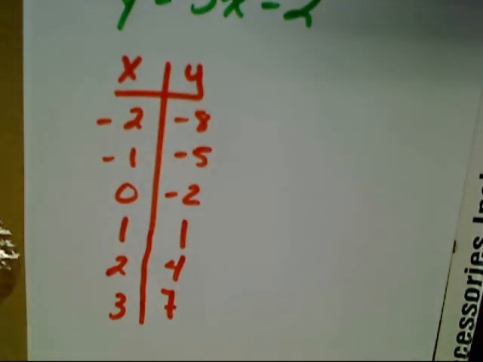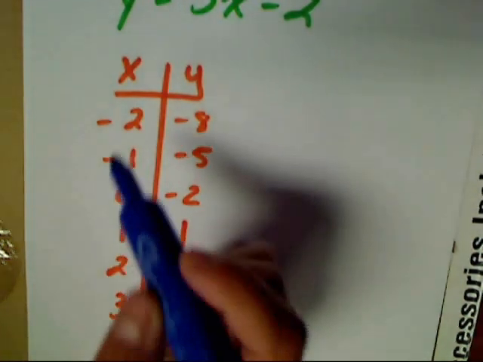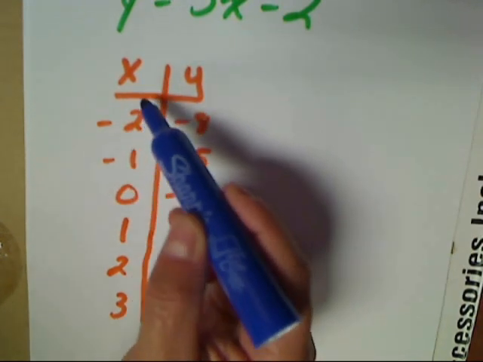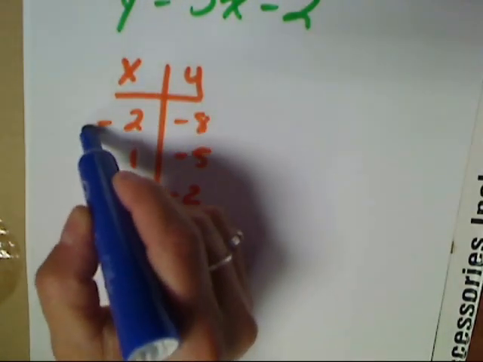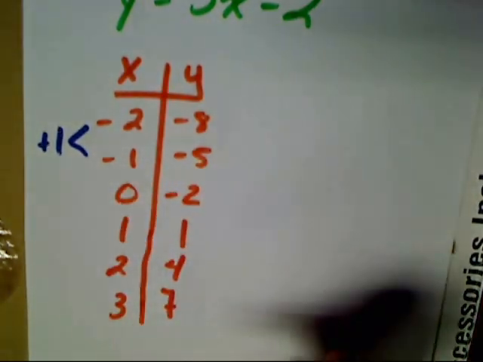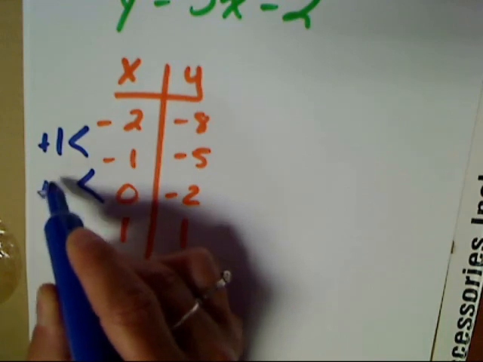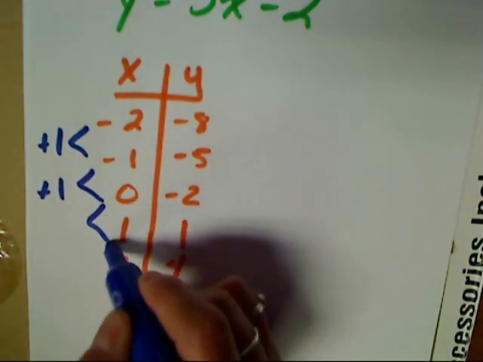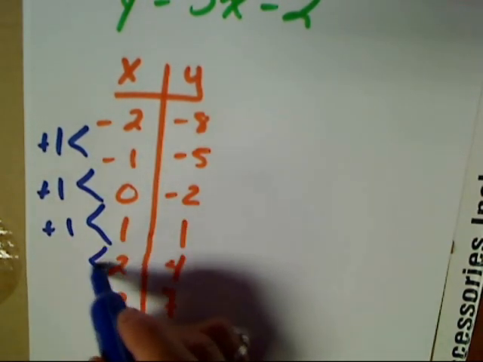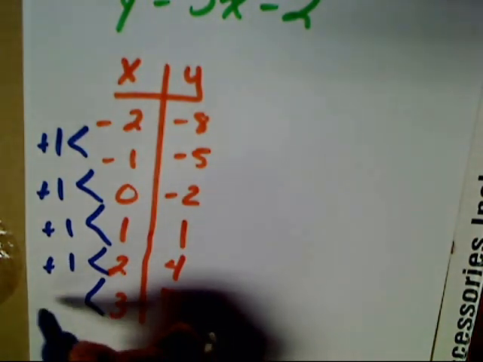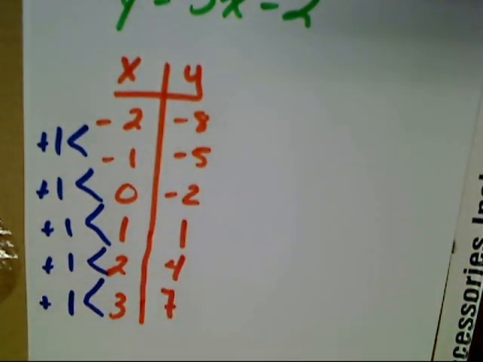Now I want to notice patterns. Patterns are everywhere in our life, and especially in math land. So let me look at a few things here. If you look at my x values, all I did was increase it by 1 every single time. To go from -1 to 0, I increased it by 1. To go from 0 to 1, I increased by 1. 1 to 2, I increased by 1, etc.